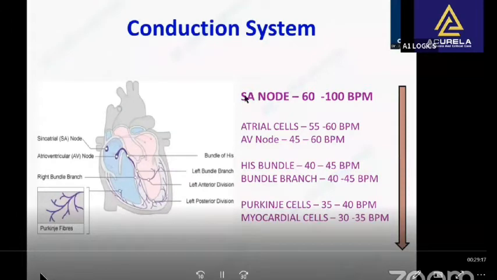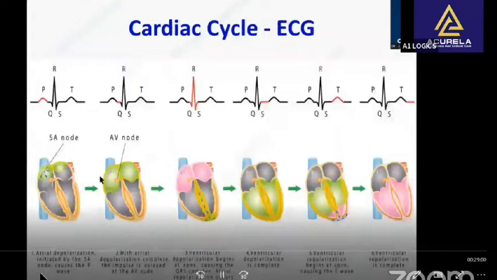We all know the conduction system of the heart, which begins in the SA node and ends in the Purkinje fibers. Not just the conduction system, in fact, each myocardial cell has an intrinsic automaticity. Because the SA node fires at a rapid rate, the SA node is the dominant pacemaker of the heart.